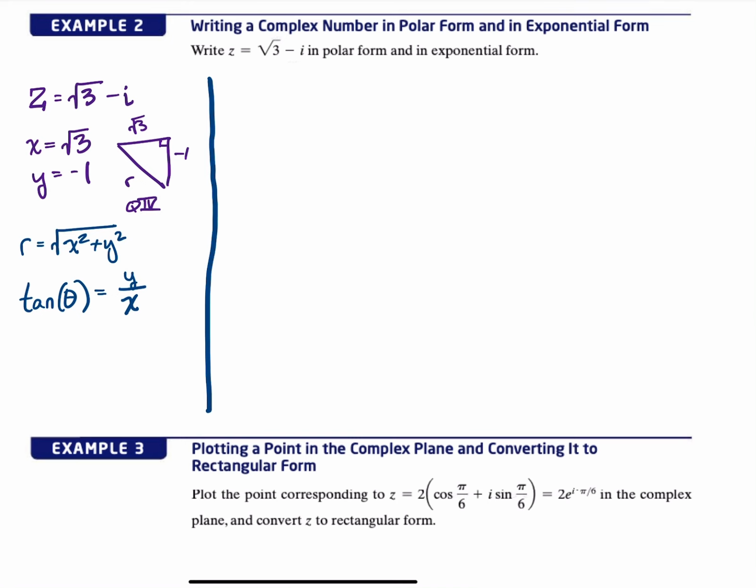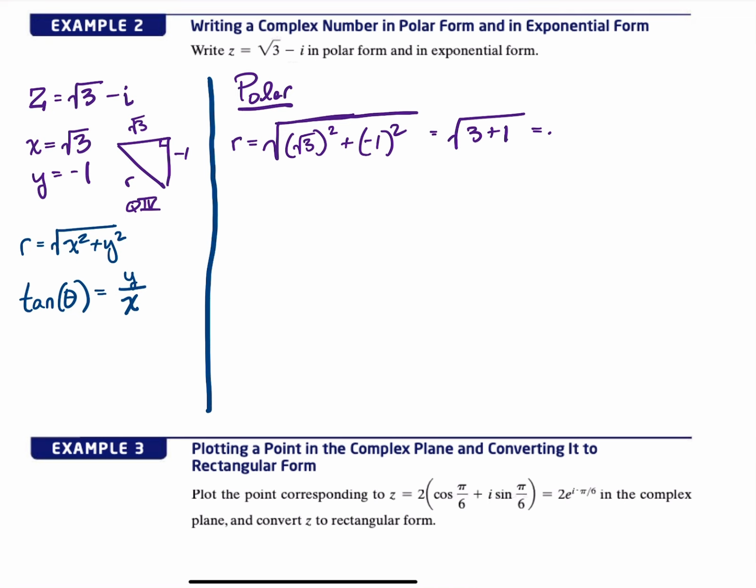So to put it into polar form, I need to find r. So r would be the square root of x squared plus y squared. So root 3 squared plus negative 1 squared, all of that under a square root. That will become 3 plus 1, or the square root of 4, which is equal to 2. So in this case, r equals 2.